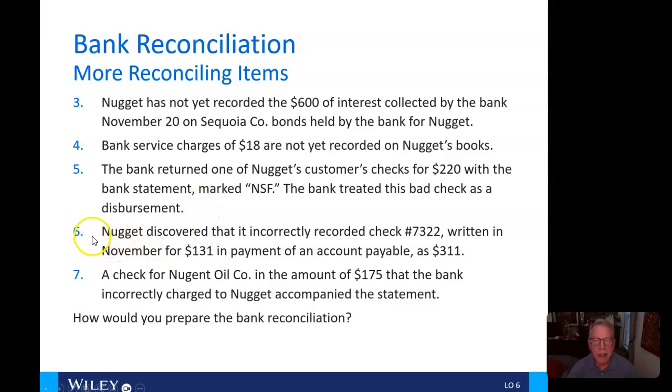Nugget discovered that it incorrectly recorded check 7322 written in November for $131 in payment of accounts payable, $311. That's another adjustment on the book side. And then a check for Nugget Oil Company in the amount of $175 the bank has incorrectly charged to Nugget's account. That's a bank error, so that's going to be an adjustment to the bank.